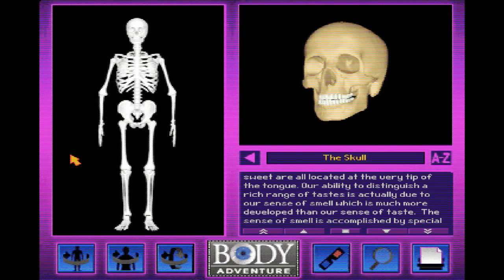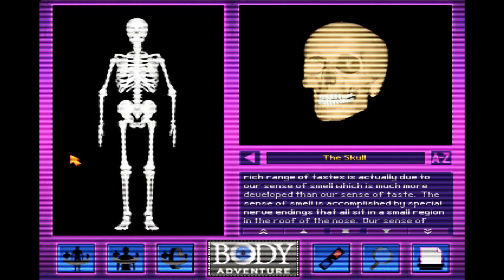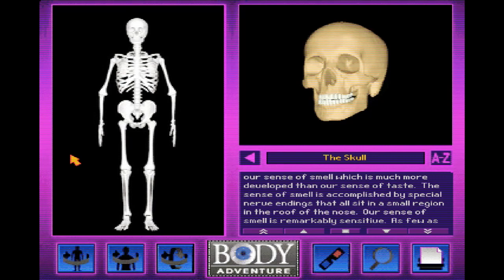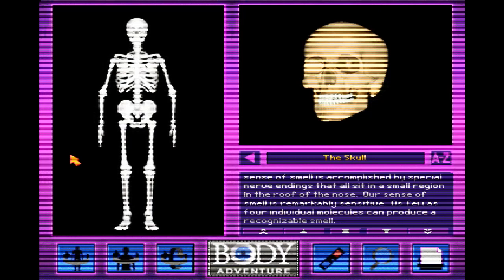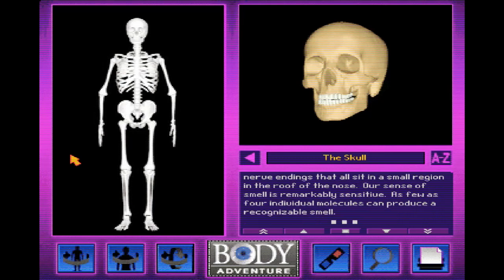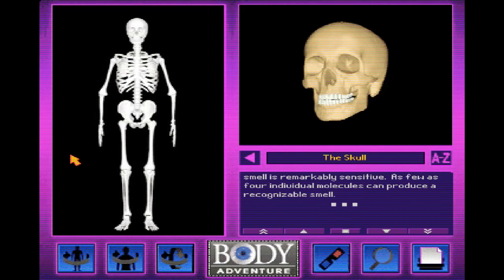Our ability to distinguish a rich range of tastes is actually due to our sense of smell, which is much more developed than our sense of taste. The sense of smell is accomplished by special nerve endings that all sit in a small region in the roof of the nose. Our sense of smell is remarkably sensitive. As few as 4 individual molecules can produce a recognizable smell.